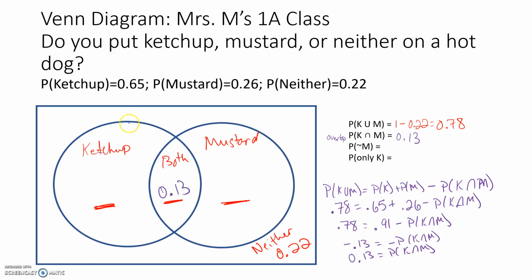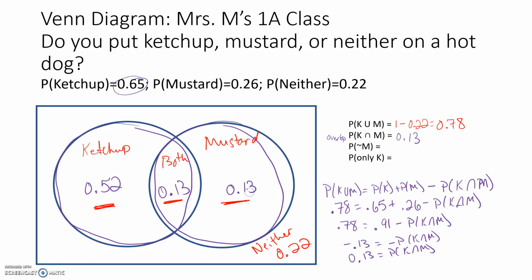So now the probability of everybody that likes ketchup is 0.65. So this whole circle is 0.65. But we've already accounted for 0.13, so we have to subtract that out. So this is going to be 0.52, because we have to do 0.65 minus 0.13. Mustard is going to be similar. We're going to take 0.26, that's all of this is 0.26. So to find just this section, people that like mustard only, is going to be 0.26 minus 0.13, which is going to be 0.13.